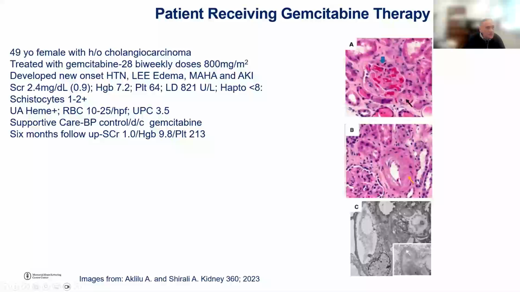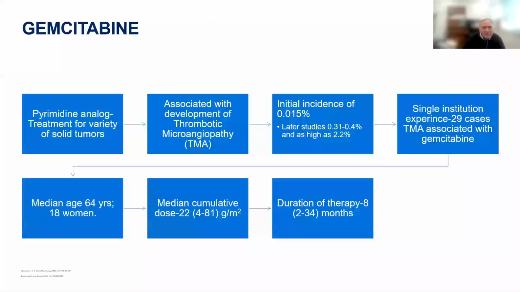And so basically, gemcitabine is a pyrimidine analog used for a variety of solid tumors, and its use is linked to TMA. The initial incidence was pretty low, but we see it actually closer to 2%. We don't see it in every single patient who is on gemcitabine, but we see it. At our institution, we reviewed 29 cases of TMA associated with gemcitabine.